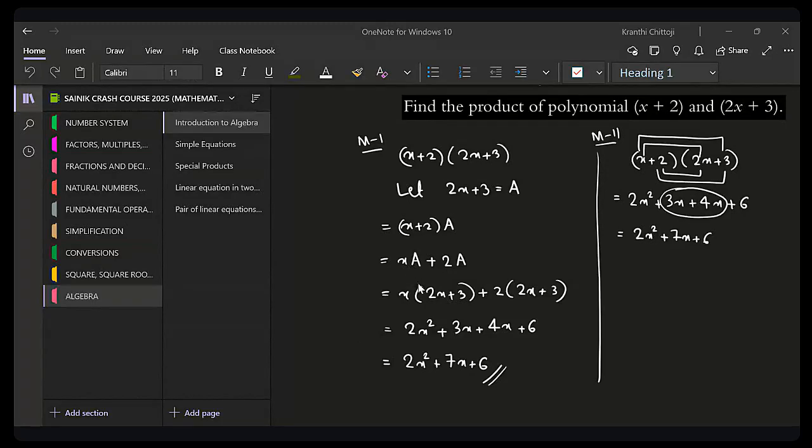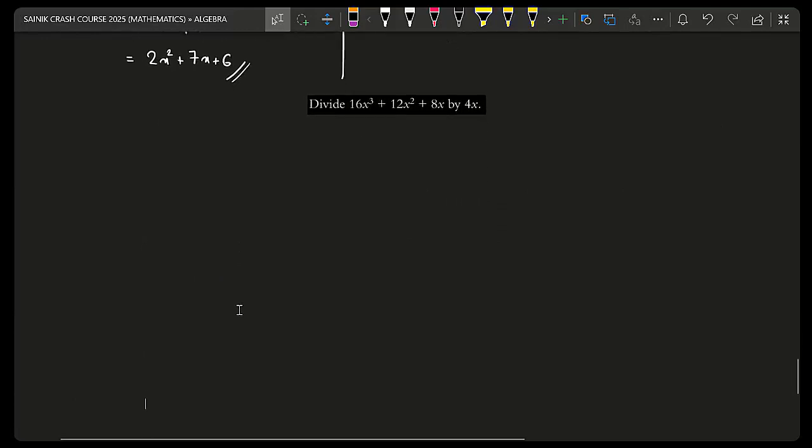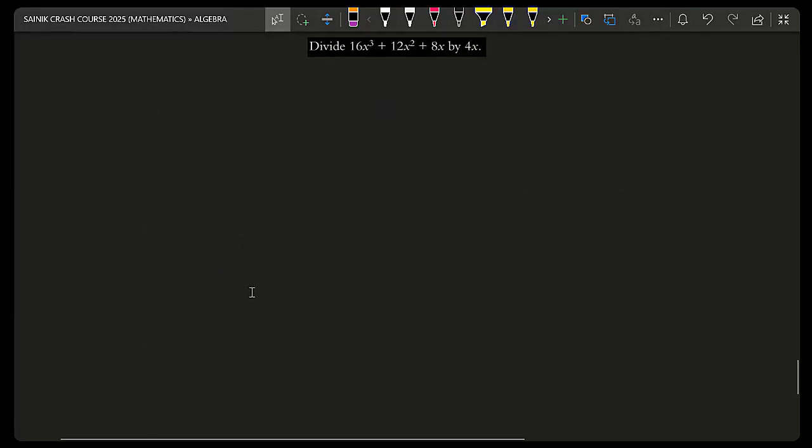So we discussed multiplication of polynomials, and after that today we are going to discuss division of a polynomial by a monomial. So let's take an example here. All of you try this question. Divide 16x cubed plus 12x squared plus 8x by 4x. Try this question, all of you.